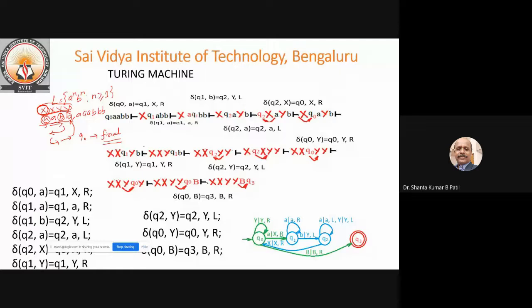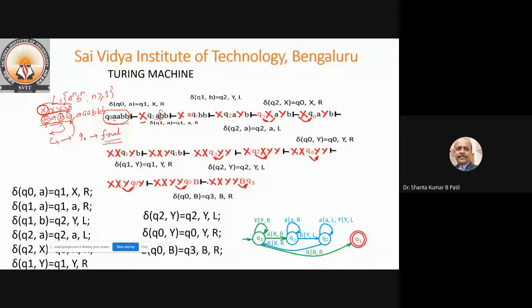For example, you can take q0 AABB. This is the first ID. q0 is reading A, so A is replaced by X. You can see here this A disappears, and in place of the A, X has come. It also changes the state, and starts moving toward the right side in search of the equivalent symbol.